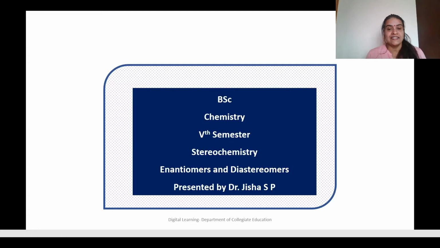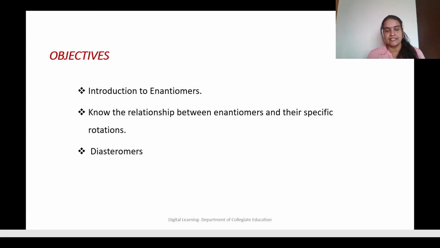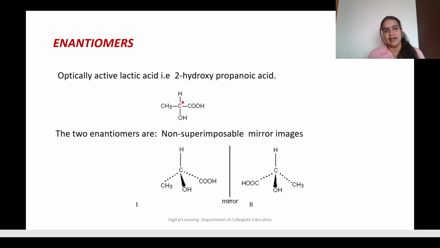Hello all, this is the second session of the chapter Stereochemistry, and in this session I'll explain introduction to enantiomers, the relation between enantiomers and their specific rotations, and diastereomers. In the last session itself, we have seen one of the main conditions for a molecule to be optically active is that they should have non-superimposable mirror images.